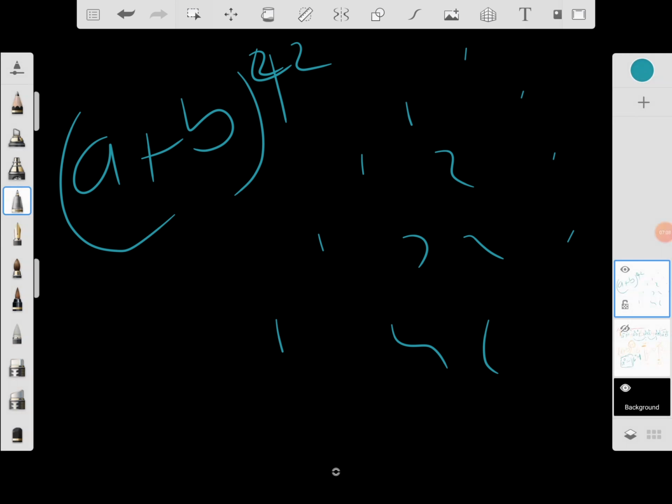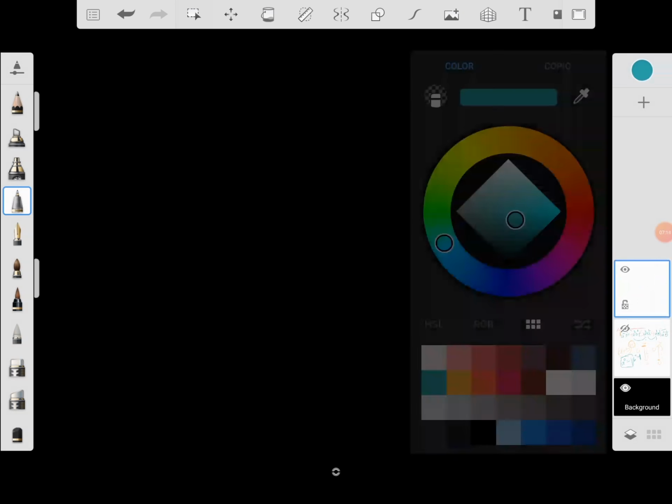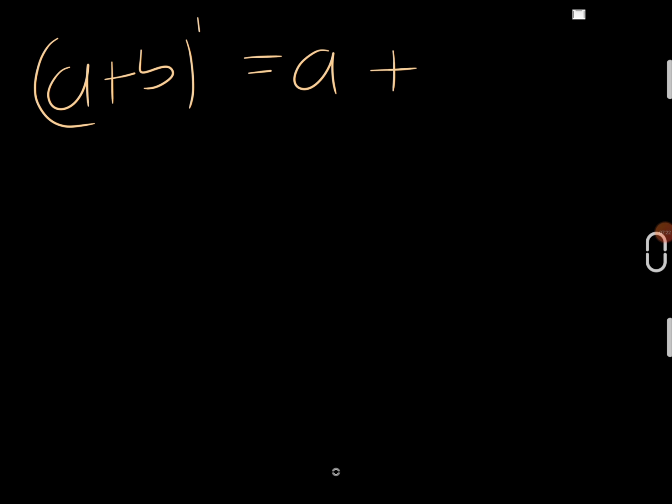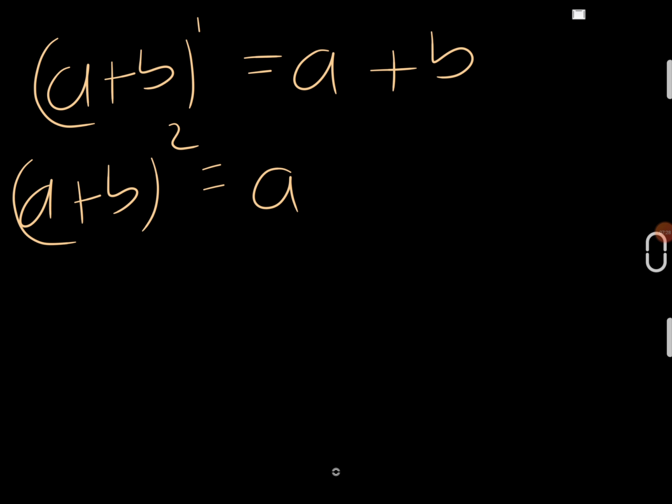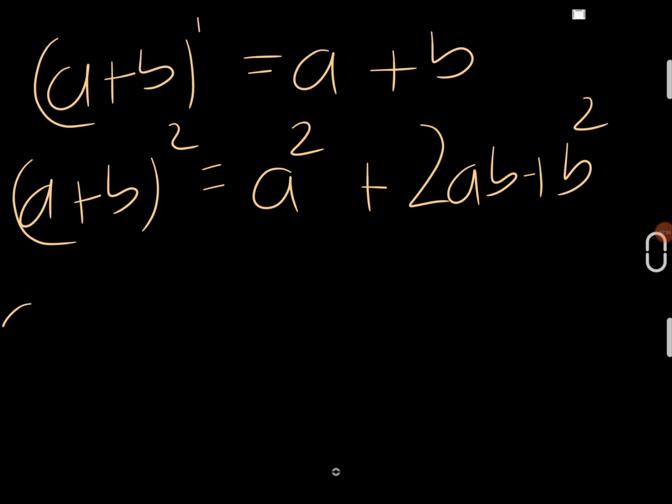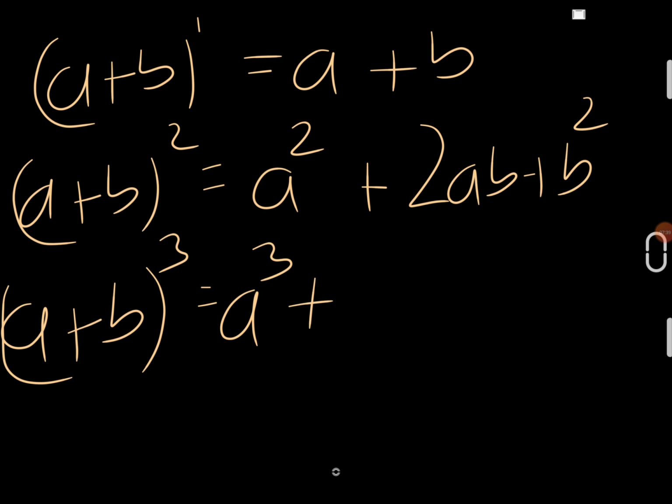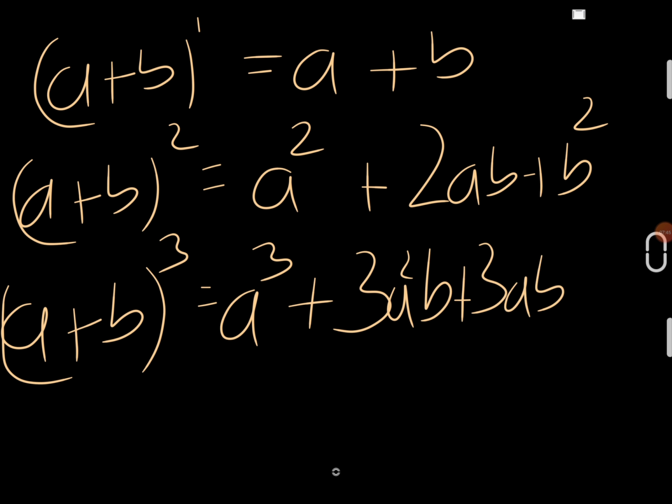Now, before going to the general formula, I would like to tell you one thing. Let us remember a plus b. Look at a plus b to the power 1. It is a plus b itself. What about a plus b to the power 2? It is a square plus 2ab plus b square. What about a plus b to the power 3? It is a cube plus 3a square b plus 3ab square plus b cube.